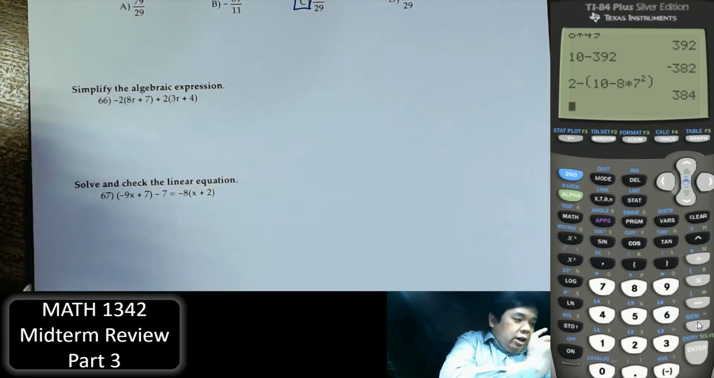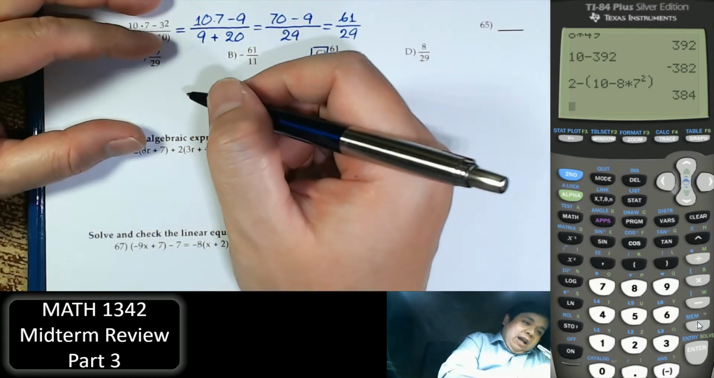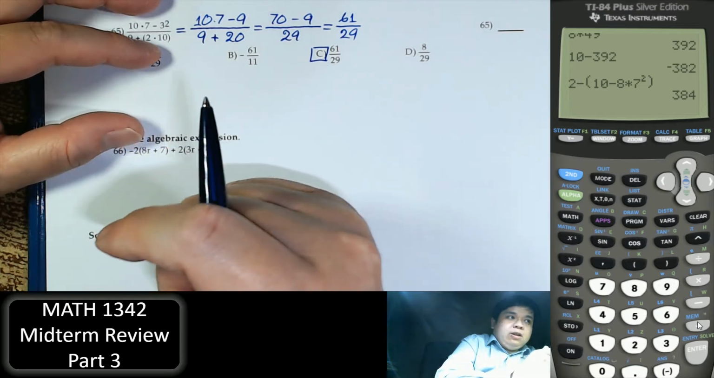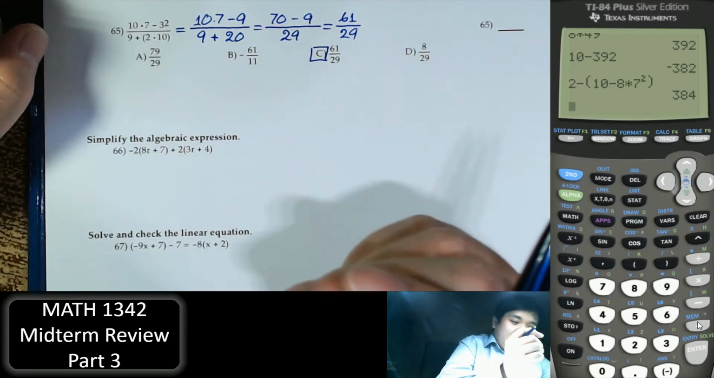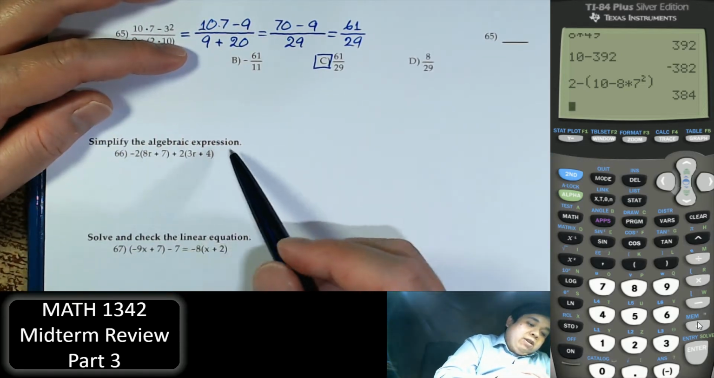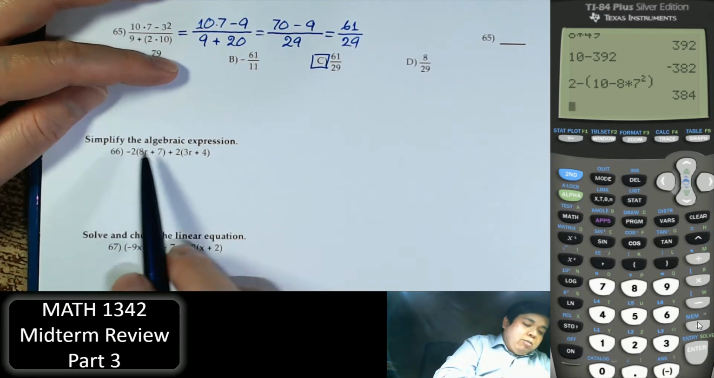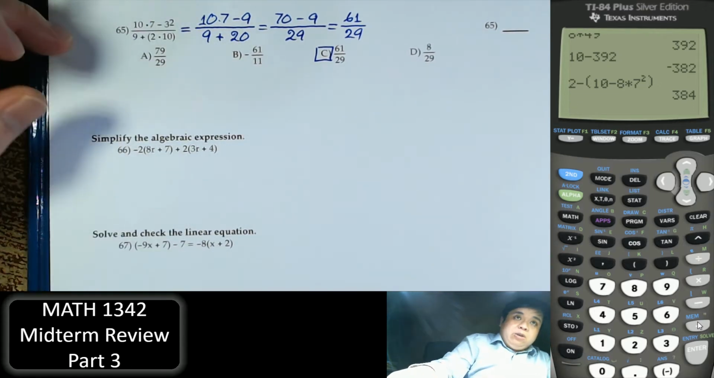Remember, inside the parentheses, and then the exponent, root, multiply, divide, add or subtract. So in that order. When we have an algebraic expression like this, we just multiply them out and combine like terms, pretty much. So distribute it.